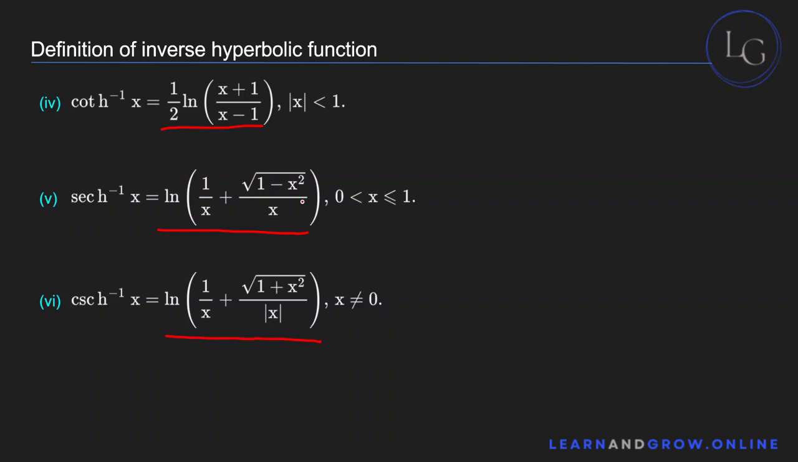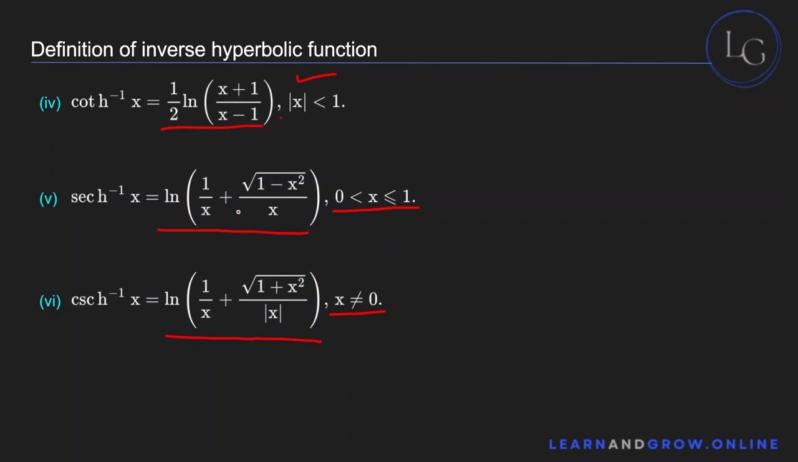again, remember that for the function inside of the natural logarithm, you must fulfill the conditions to get the domain. In this case, it's the absolute value of x is less than 1. In this case, the secant hyperbolic inverse of x, this is the domain: x is greater than 0 and less than or equal to 1. And in this case, the cosecant hyperbolic inverse of x must not be equal to 0.